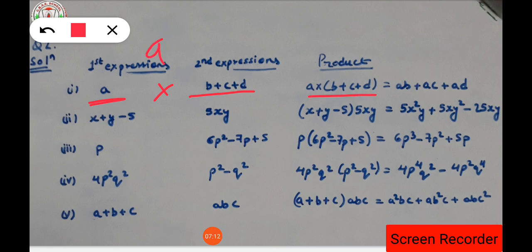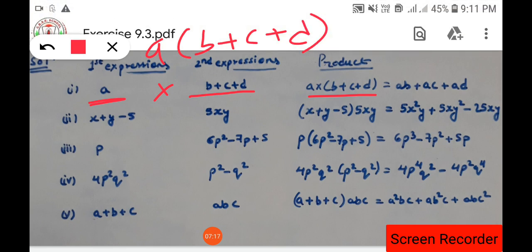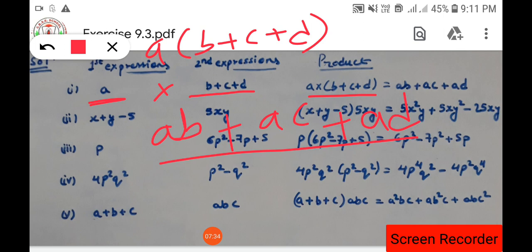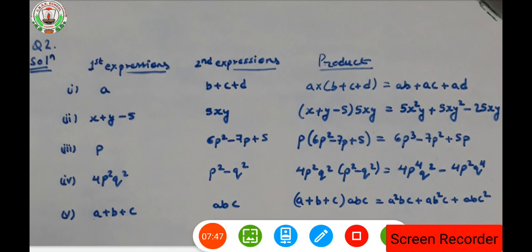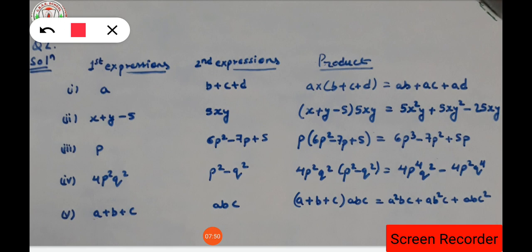So when a multiplies with b plus c plus d, what will the answer become? The answer will come as a multiplied with b, it will be ab, then plus a multiplied with c, it will be ac, then a multiplied with d, so the answer will be ad. So what is the answer? What do we have to write in place of product? We are going to write ab plus ca plus da. Clear everyone? In simple words, whatever numbers are there in the first expression and second expression, those are multiplied and the result we have to write in the product.